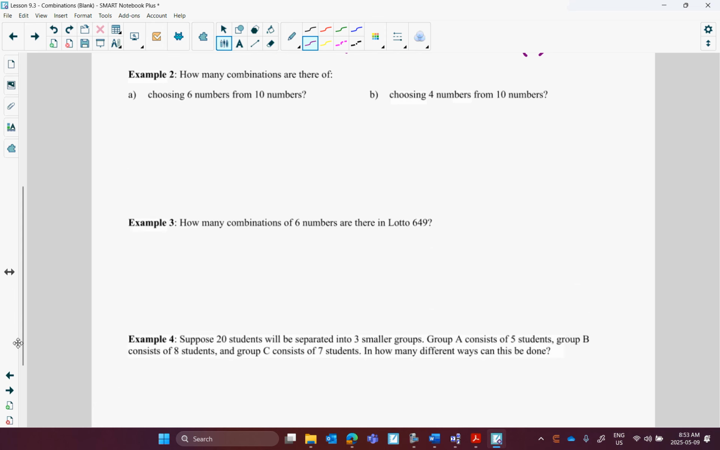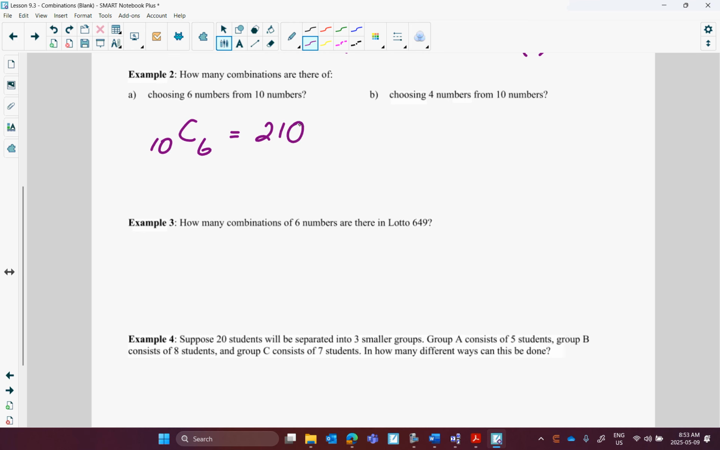So we'll do some basic combination ones. How many ways can you choose 6 numbers from 10? So basically you're finding 10 C 6. You can do that on your calculator. You should get 210.